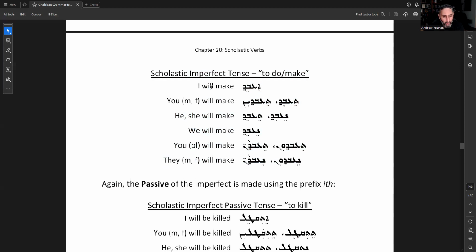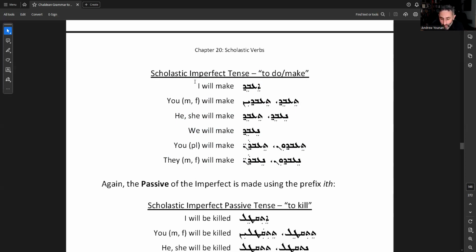Here's to make. I will make, or let me make, is e'abed. You will make, or may you make, ta'abed. And again, it doesn't matter if the beth is hard or soft. Don't worry about that. Just worry about the patterns. E'abed, I will make. Ta'abed, you feminine. Ta'abdin. Ne'abed, he will make. Ta'abed, she will make. Ne'abed, he will make. Ta'abdun, you plural. Ta'abdan, you feminine plural. Na'abdun, na'abdan.